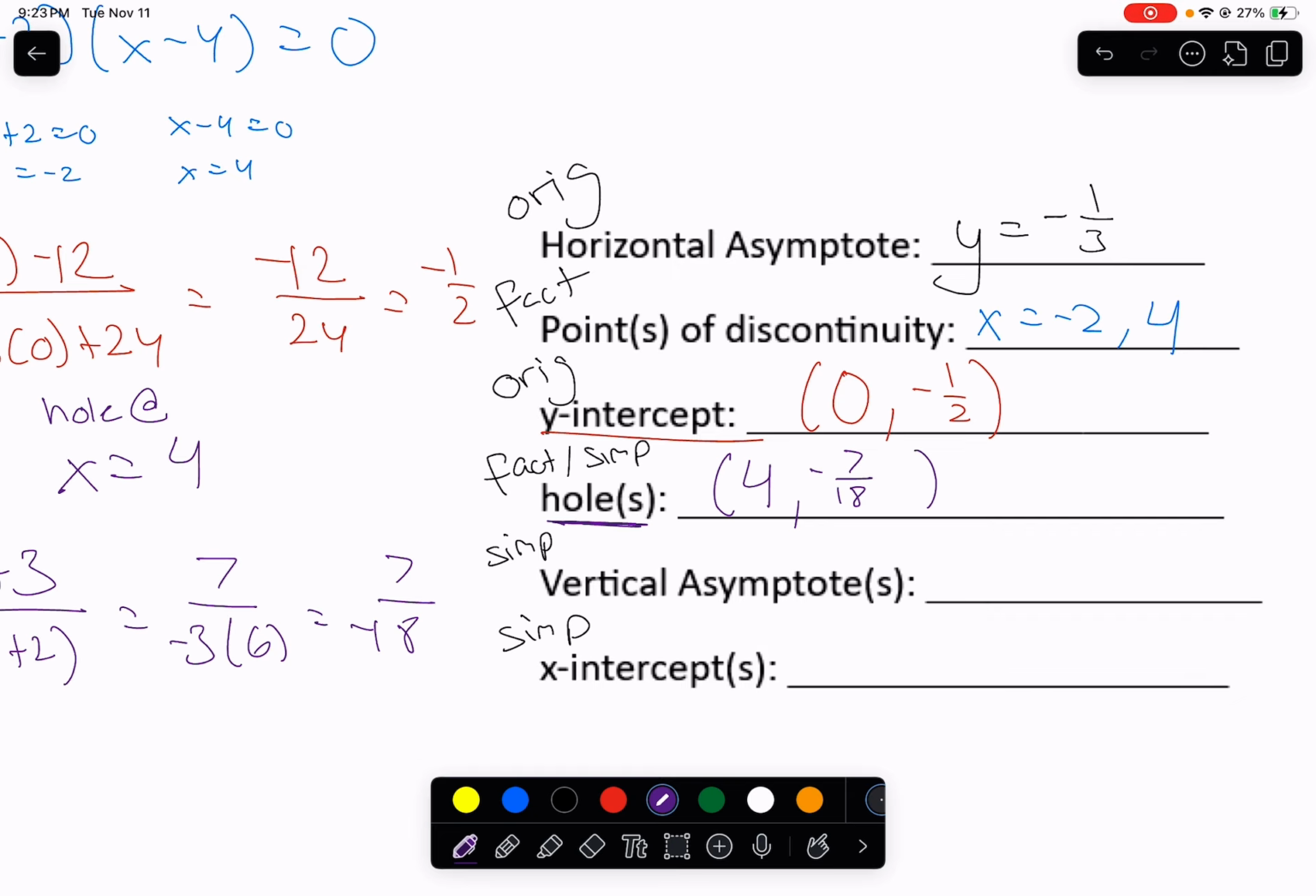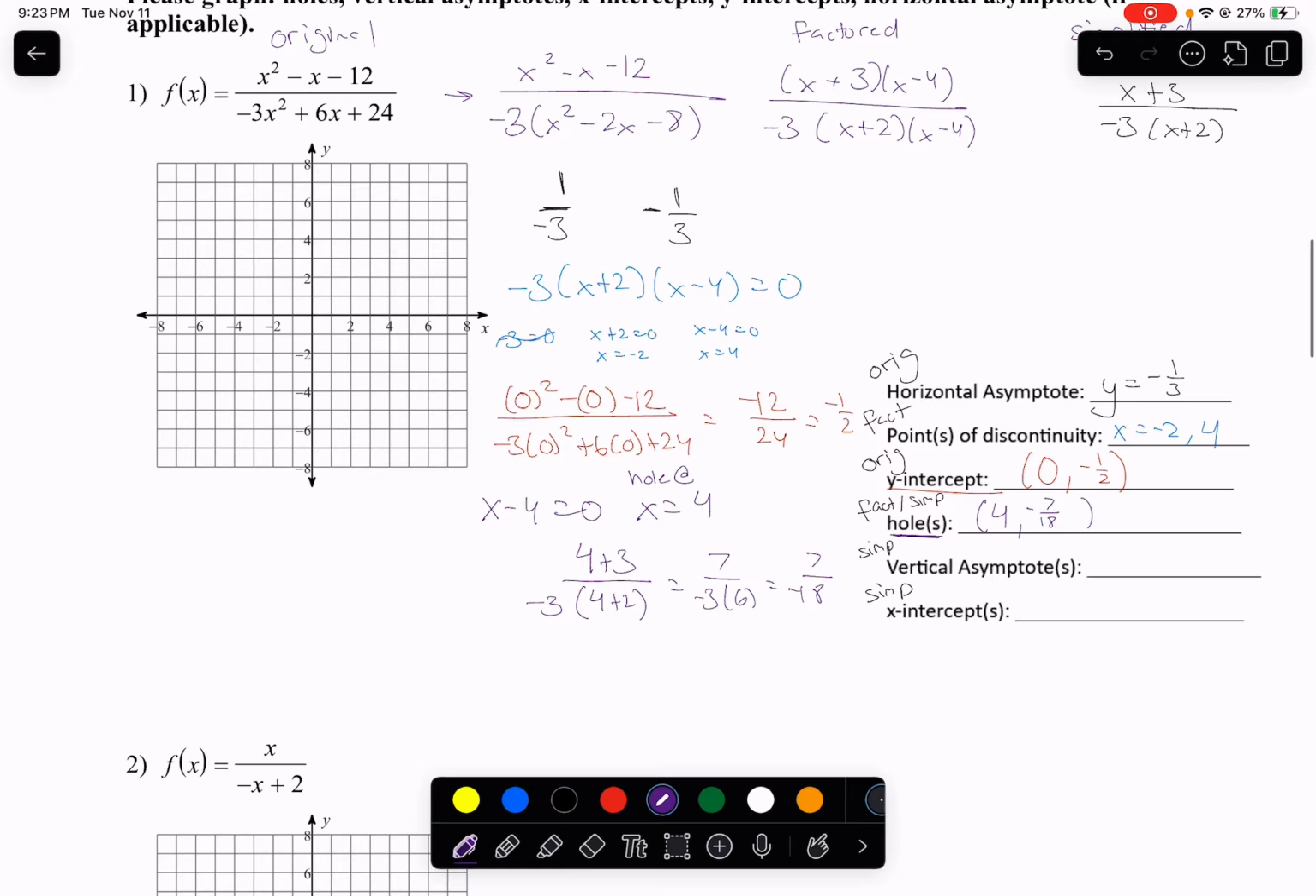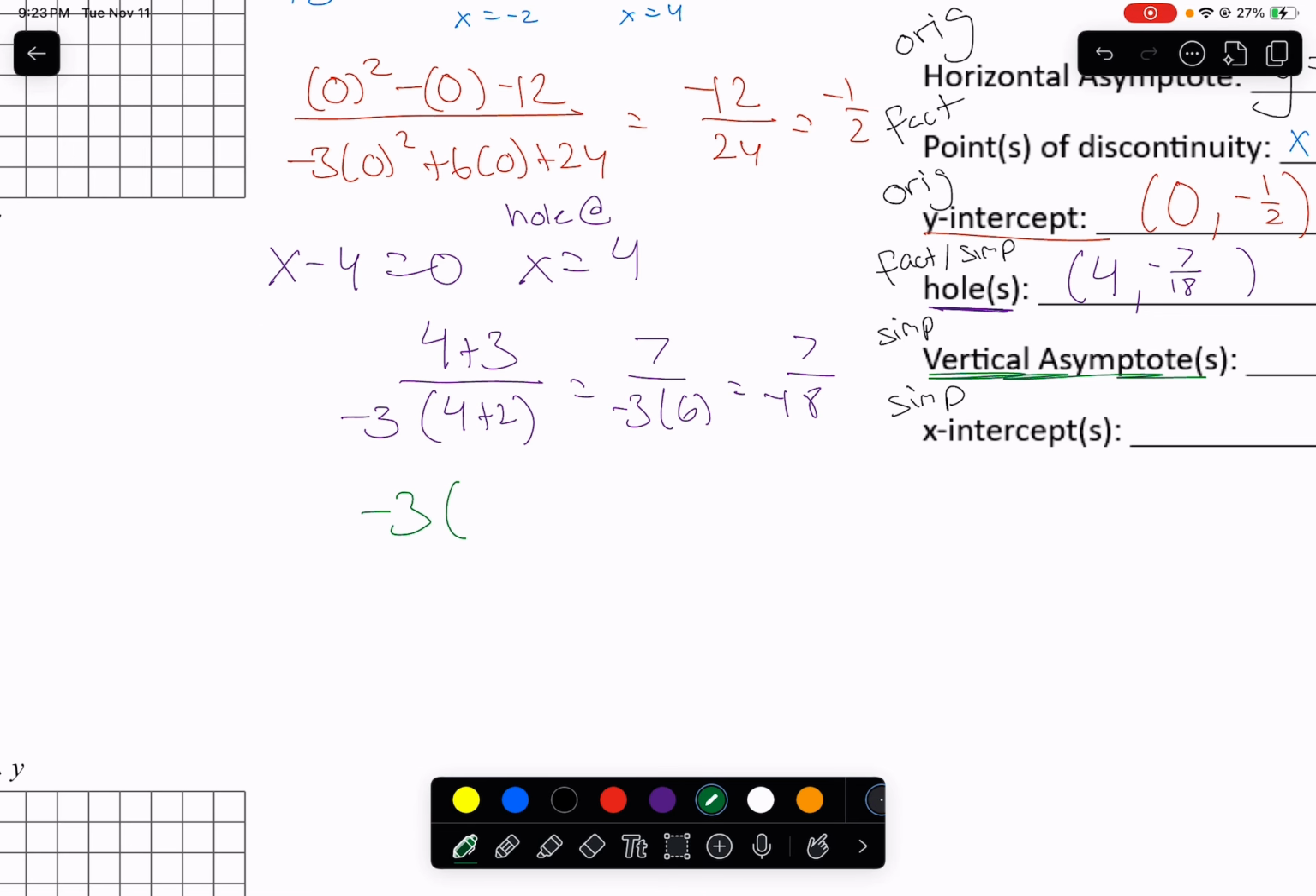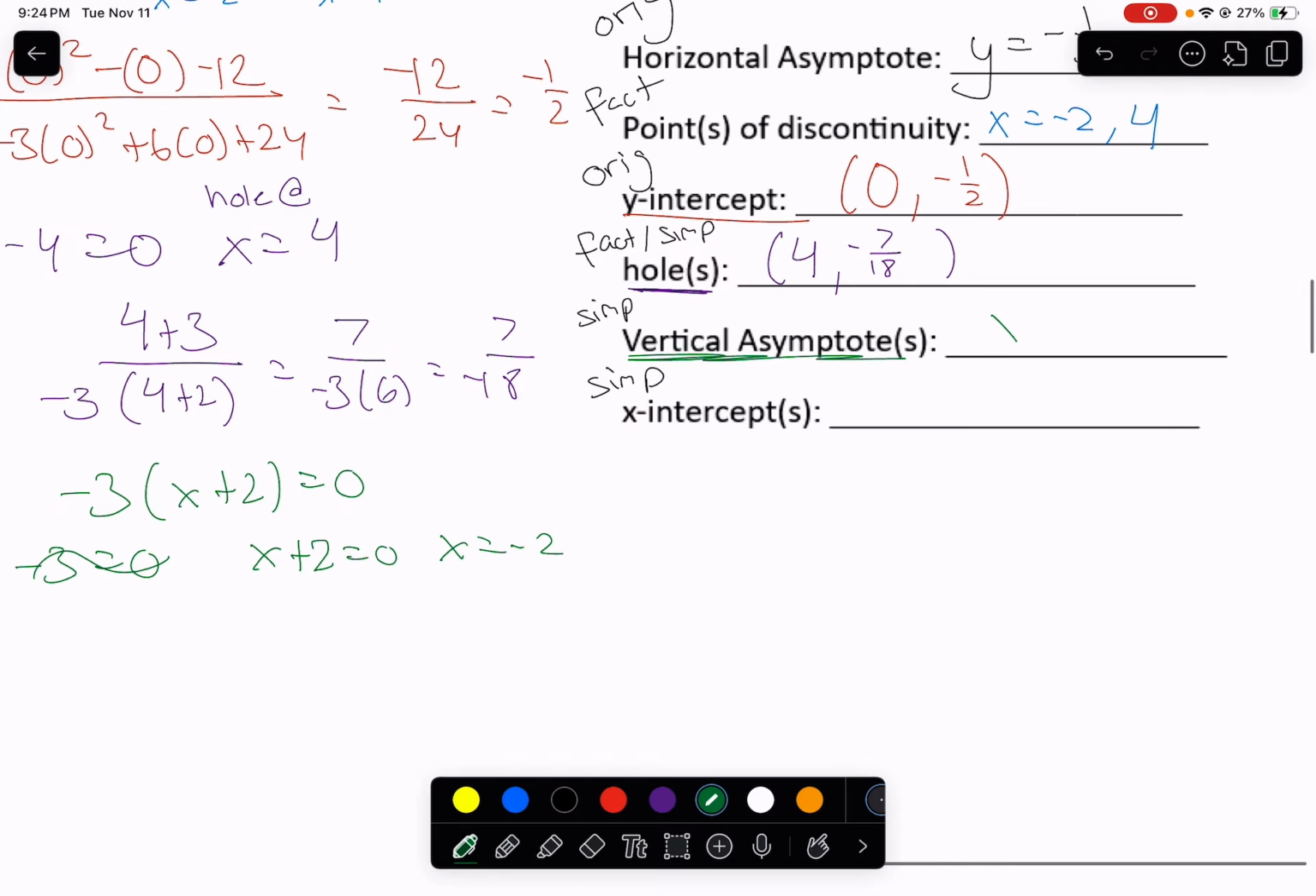For vertical asymptotes, we use the simplified version, and we set the denominator equal to 0. So I'll use green for that. So I've got negative 3x plus 2 equal to 0. Obviously, negative 3 equal to 0 doesn't give me anything. X plus 2 equal to 0, I get that x is equal to negative 2. So that is my vertical asymptote.